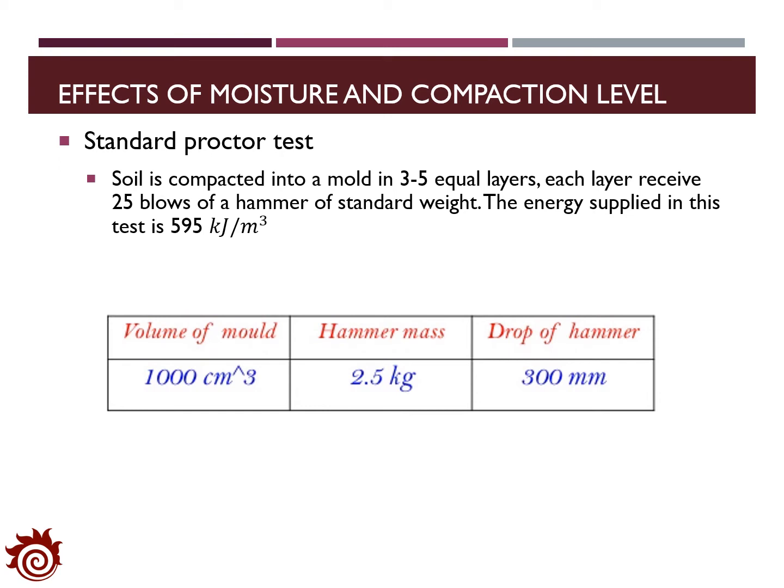This test will be applied for the sample preparation in our lab sessions. In this test, the soil is compacted into a mold in 3 to 5 equal layers, and each layer receives 25 blows of the hammer of standard weight. The energy supplied in this test is 595 kilojoules per meter cube. The volume of the mold is 1000 centimeter cube, and the weight of the hammer is 2.5 kilogram. The height of the drop is set as 300 millimeters.